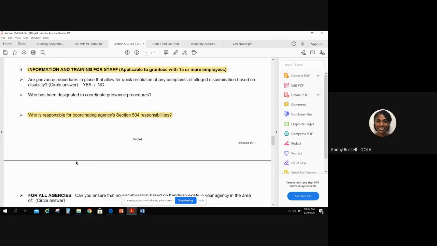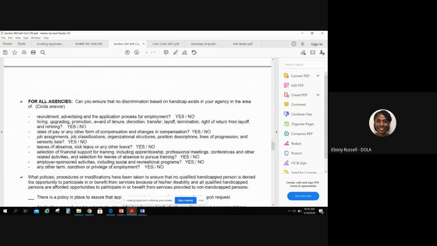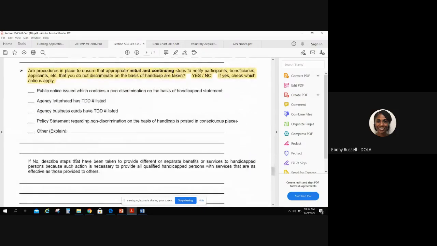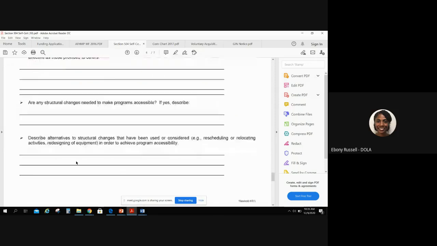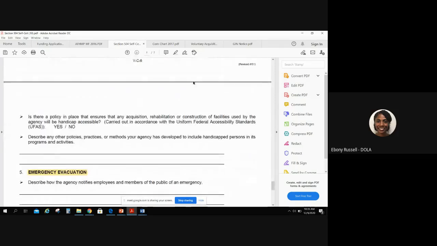We require that you train your staff, so make sure you're doing that and documenting that. So make sure that you are doing this initially and continuing steps to notify participants, beneficiaries, and applicants. So once you begin the program with your initial application and also throughout the life of the project.